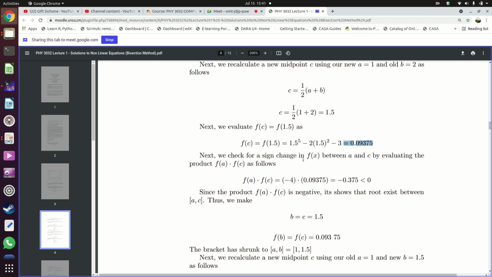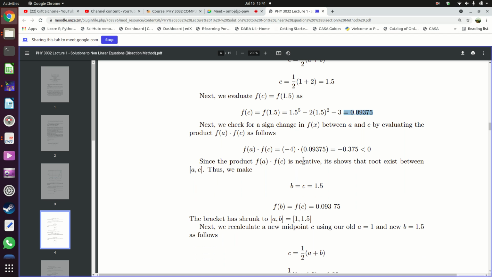Are we clear? We ask the solution, yes. Is there a solution between A and C? So how do we find if there's a solution between A and C? We work out this product. We work out f of A times f of C. When you work out f of A times f of C, if this product turns out to be positive, then there's no solution. But if it turns out to be negative, then we know that there's a solution.